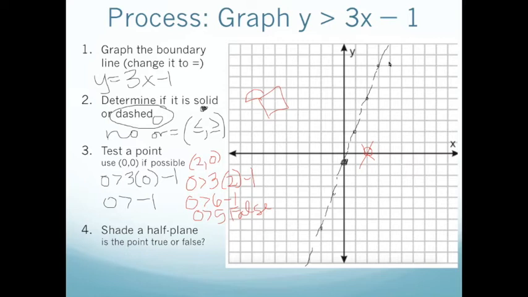So that's how we shade in the half plane. If it's true, we shade in the side with that point. If it's false, we do the other side.